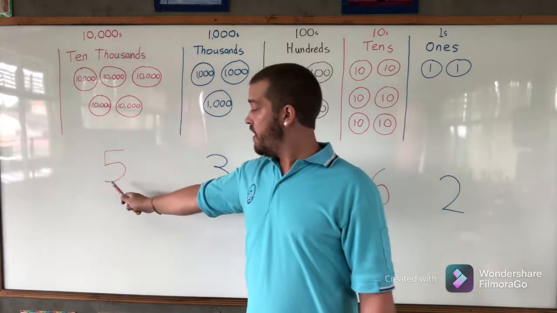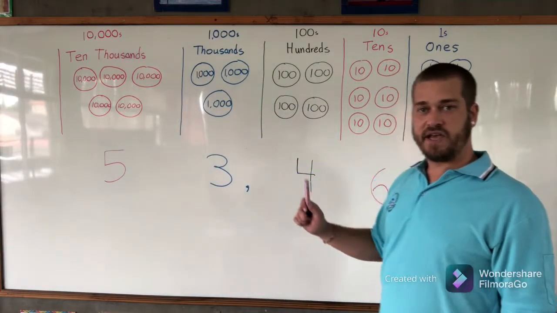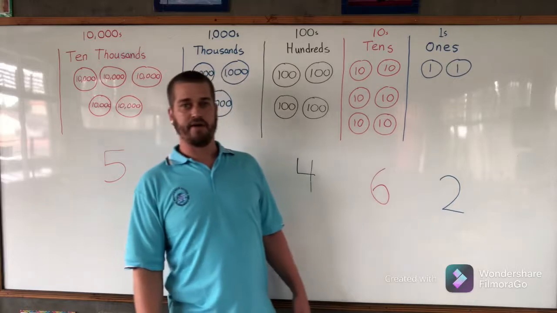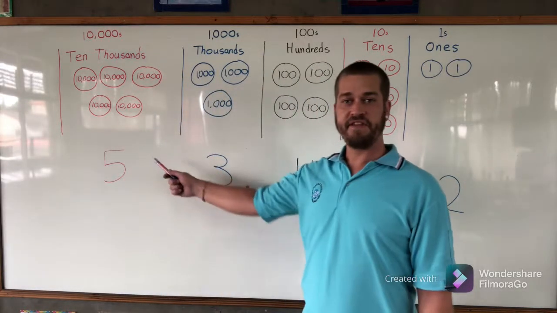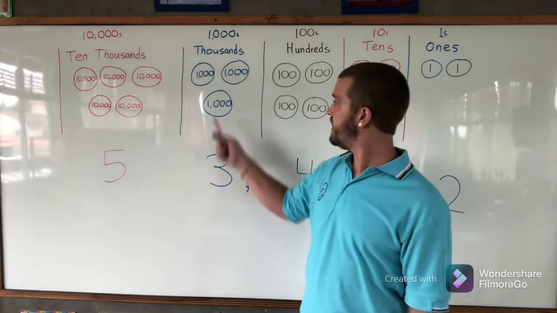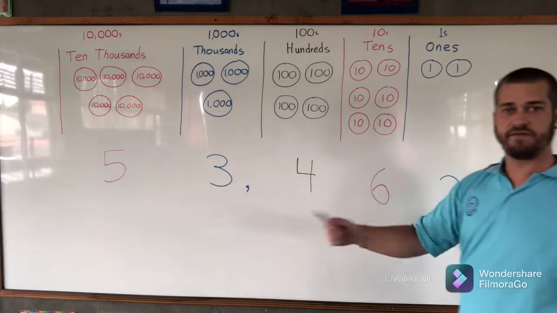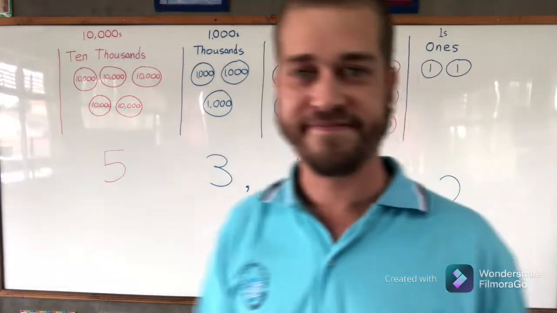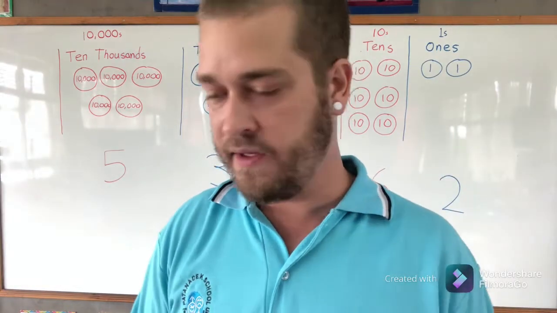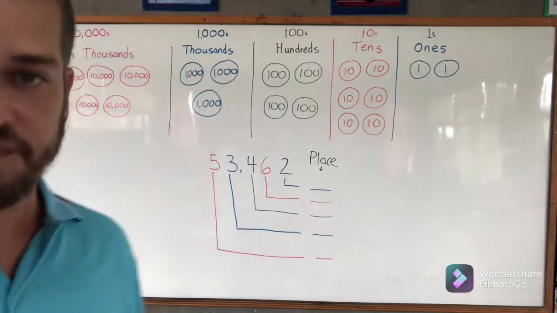So 53,000 and then you just look at this number. What's that number? 462. 53,000 and 462. All right? So, pretty simple, right? Let's break that down a little bit further, okay? We'll start with the easy ones first.